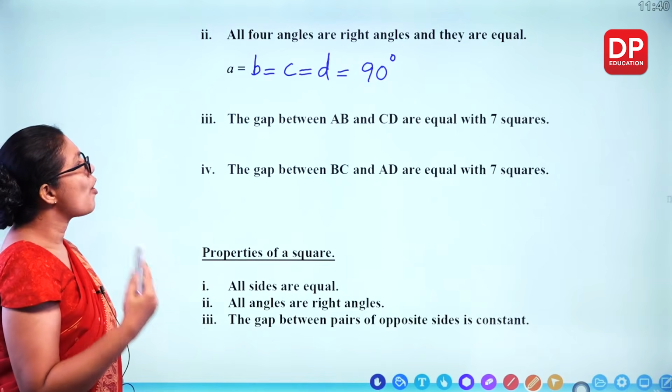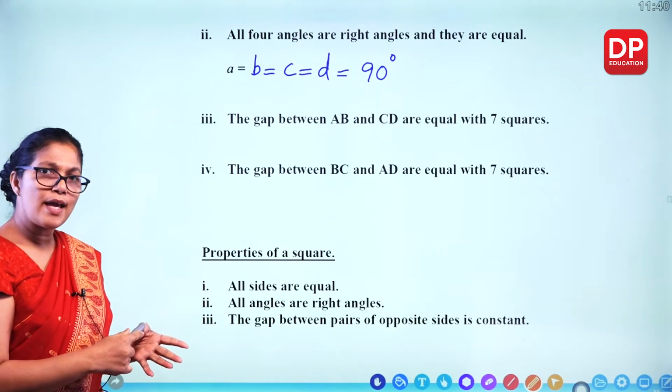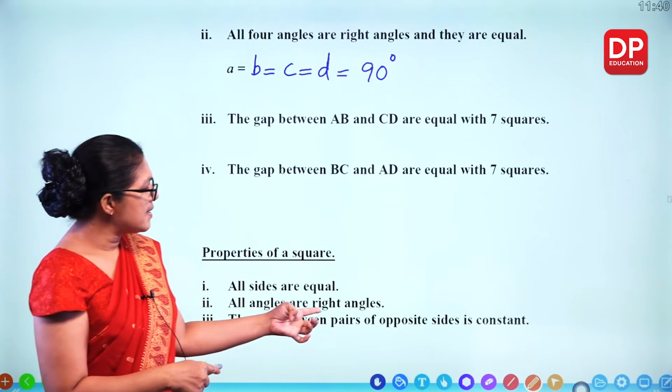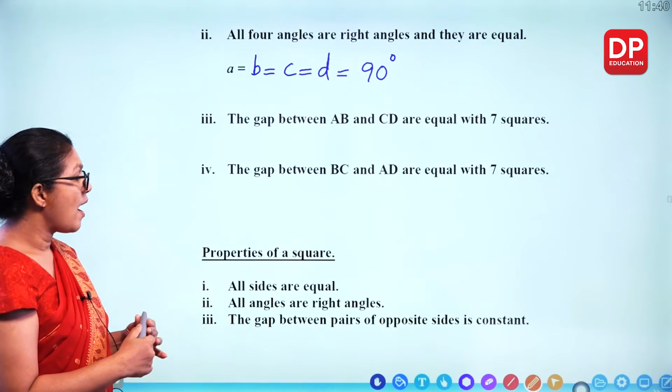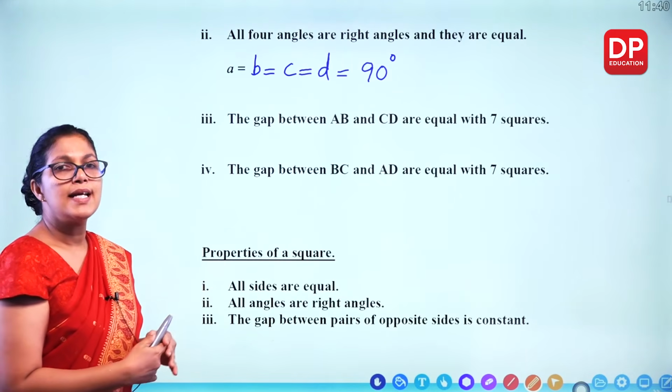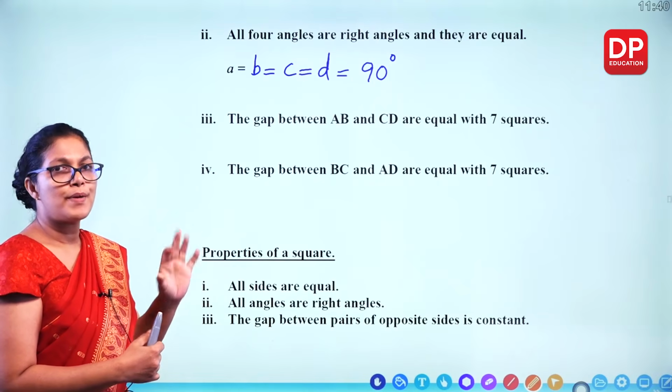So what are the properties of a square? All sides are equal. All angles are right angles, 90 degrees. And the gap between pairs of opposite sides is a constant. So the gap between opposite sides.